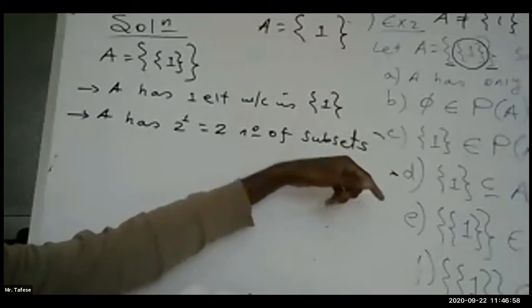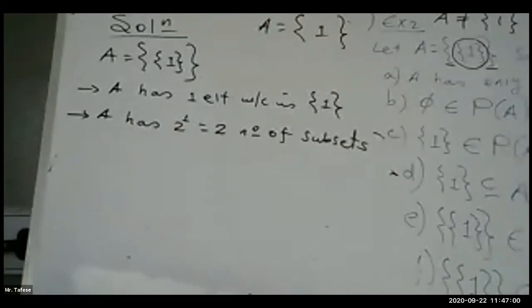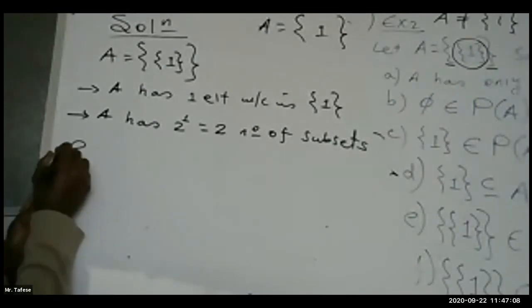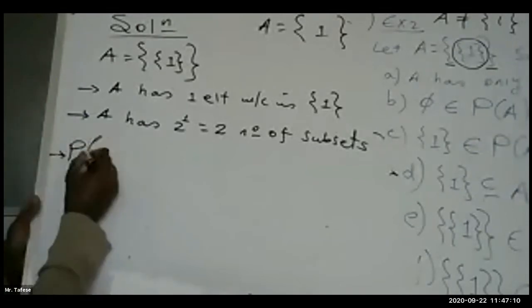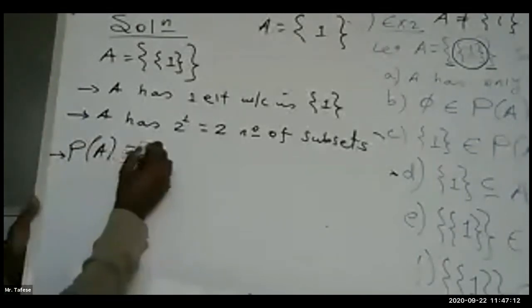These subsets will be elements of the power set. Understand? These subsets will be elements of the power set. So, our power set, the power set of A.